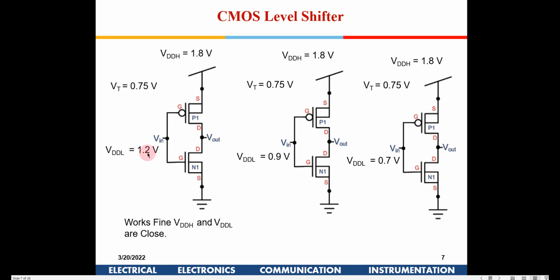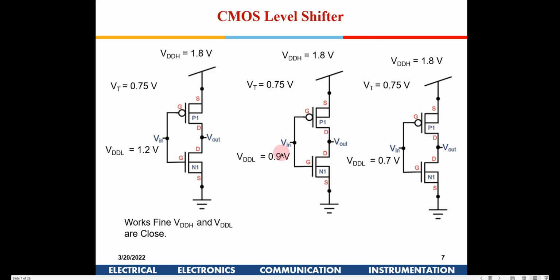Let me repeat this. If it is a 0, this will be switched off and this will be switched on, because 0 and 1.8, no problem. When it is 1.2 volt, this will be switched on because the threshold voltage is 0.75, and this will be switched off because of 1.2 and 1.8. So only 0.6 volt is available here, whereas the threshold is 0.75 volt.